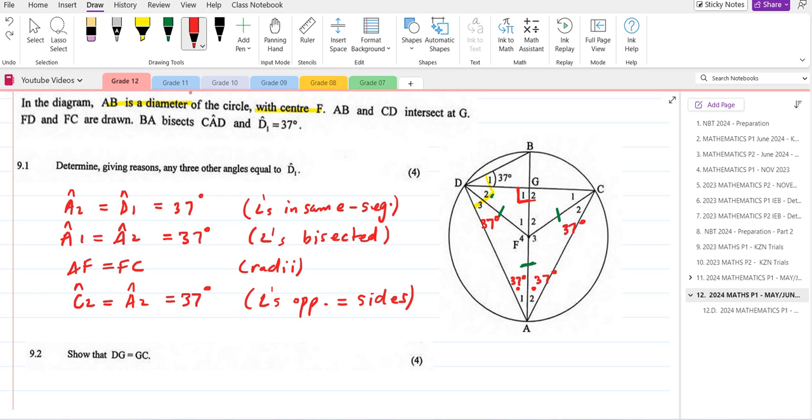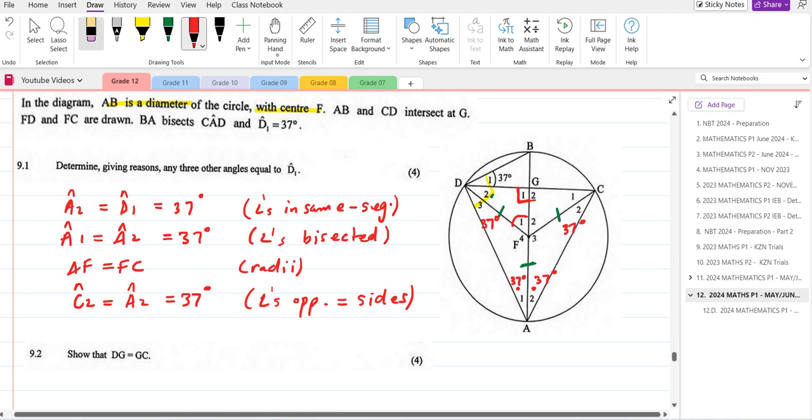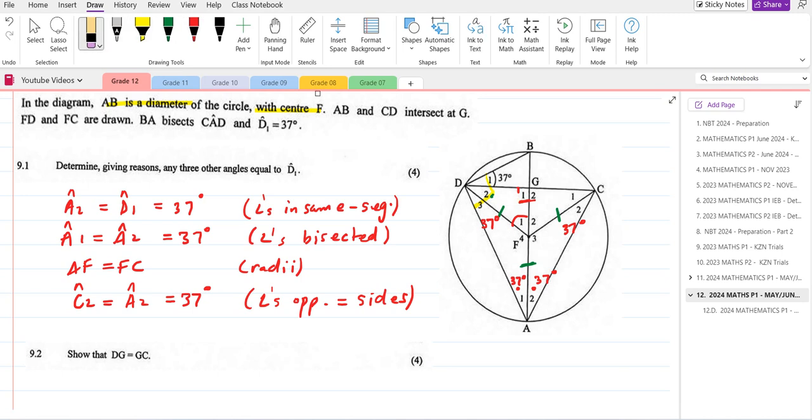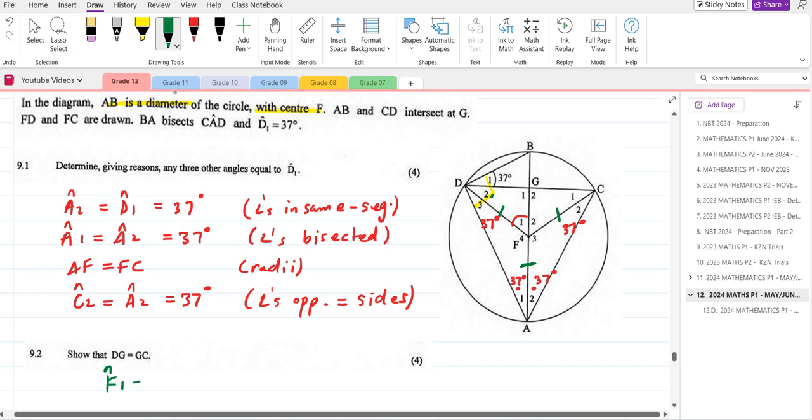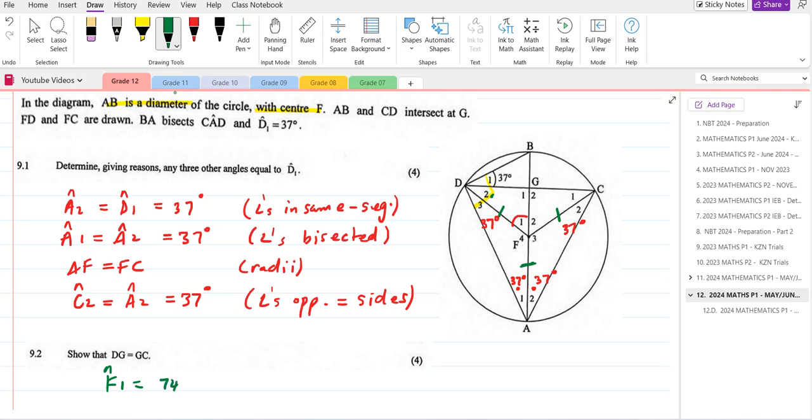So angle F1, let me take out this 90 because we don't know that is 90. I just drew that over there. Right, so we can say angle F1 is equal to 37 times 2, which is 74 degrees. Angle at center equals 2 times angle at circumference, right? So this is 74.